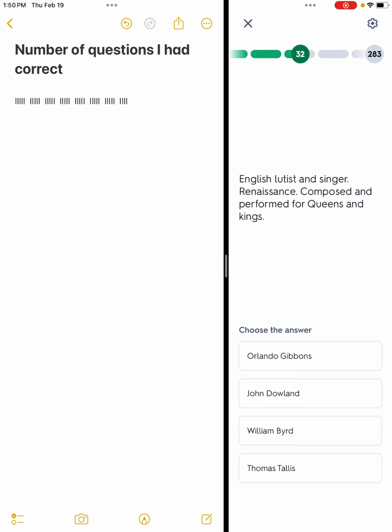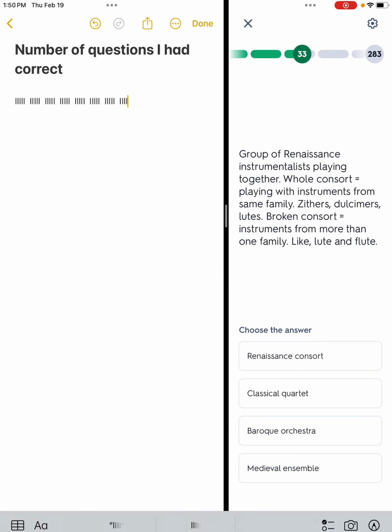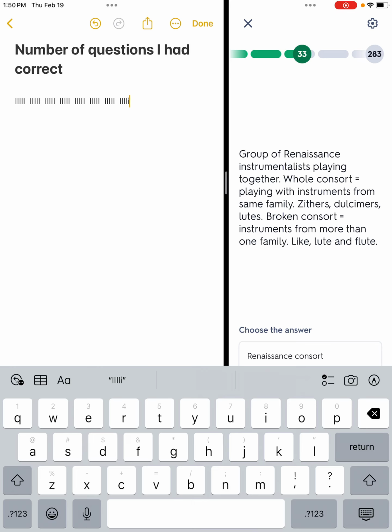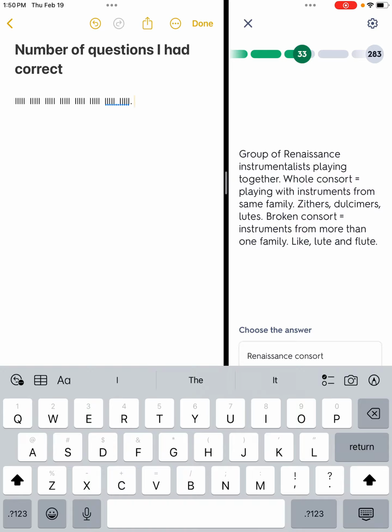English lyricist and singer, Renaissance composer. I know the lyricist would have to be John Dowland and it's called Flow My Tears. I'm hitting another tally if it gets right.